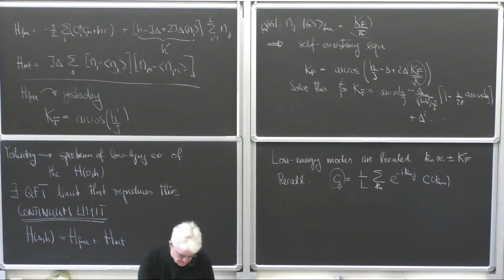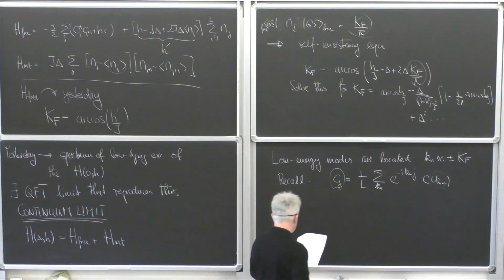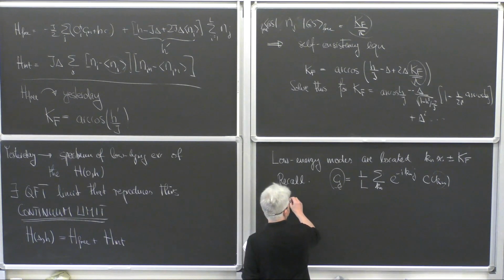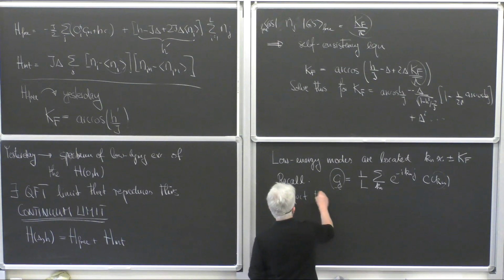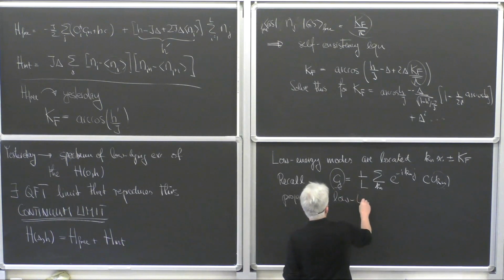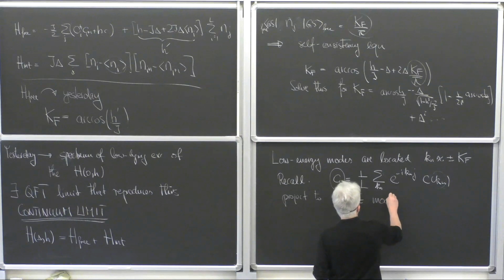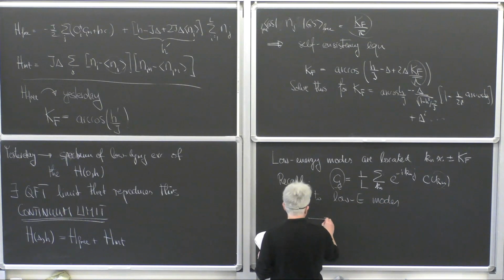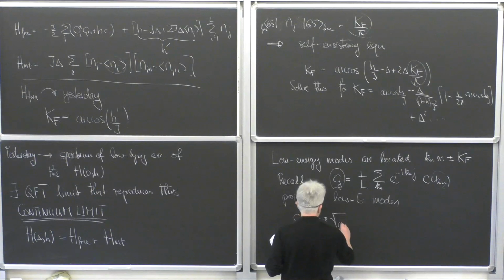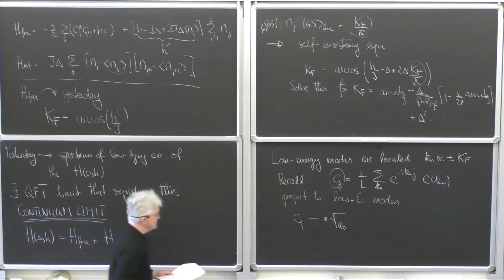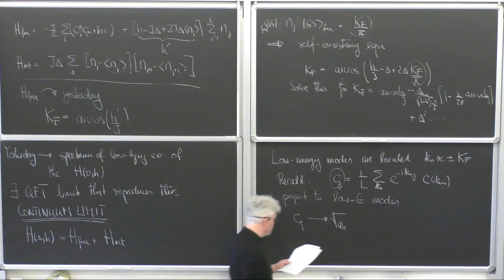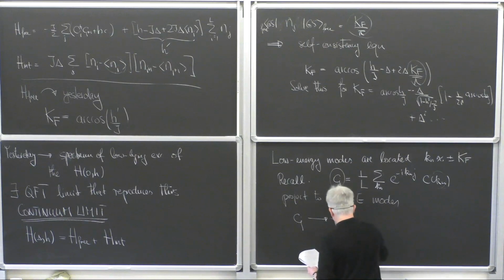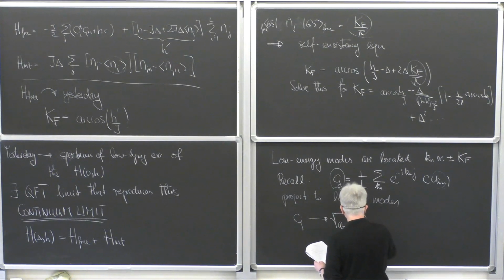And so now project to low energy modes, and that gives us Cj. I should replace it by some dimensionful quantity, and why I do that I will just tell you in a moment.